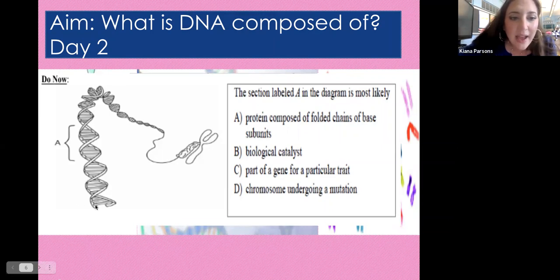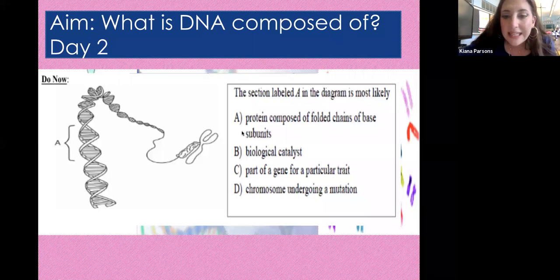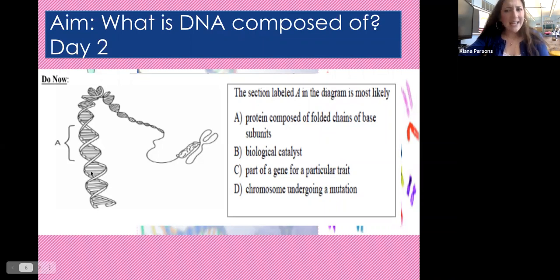So we can see here a long molecule of DNA. Over here, there is a chromosome, and we have this section labeled A. The section labeled A in the diagram is most likely a protein composed of folded chains of base subunits. And the DNA is made out of base subunits, but it's not a protein. DNA is actually code for proteins, so that is not it. B says a biological catalyst, which hopefully you remember is an enzyme, and DNA is not an enzyme, although it codes for the production of many enzymes.